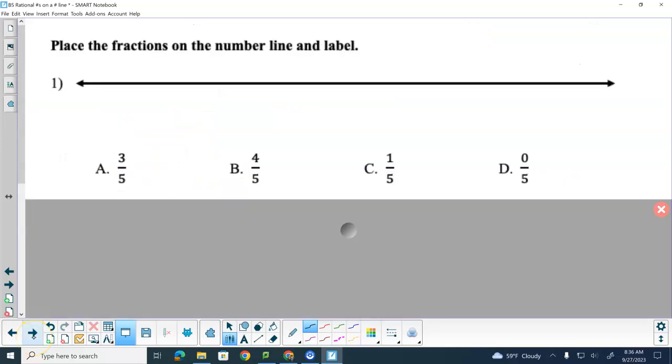All right. So now let's place these on our number line. So first off, are they all the same denominator? That's the first thing you got to look at. Yes, they all have the same denominator. That's great, because then you can just place them all on there. You don't have to make equivalent fractions. Okay? Are they all less than 1? Or are some of them less than 1, some of them more than 1?